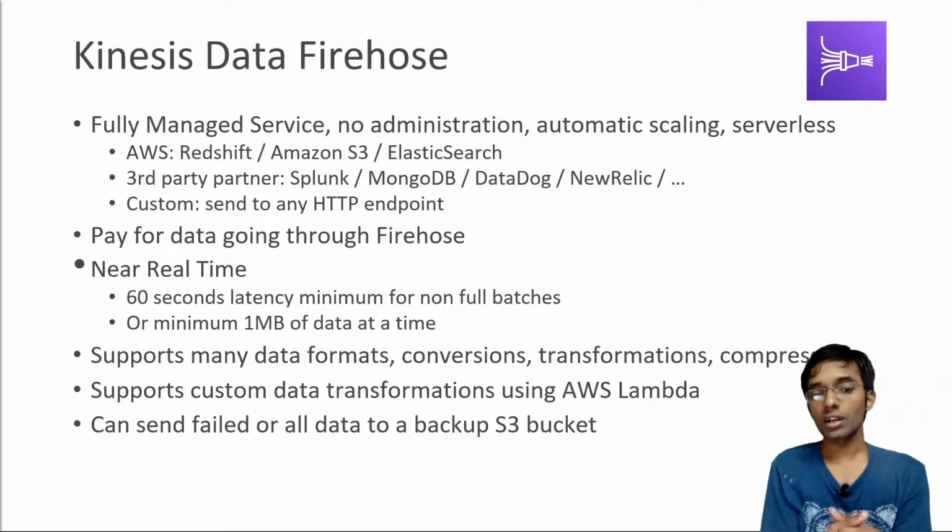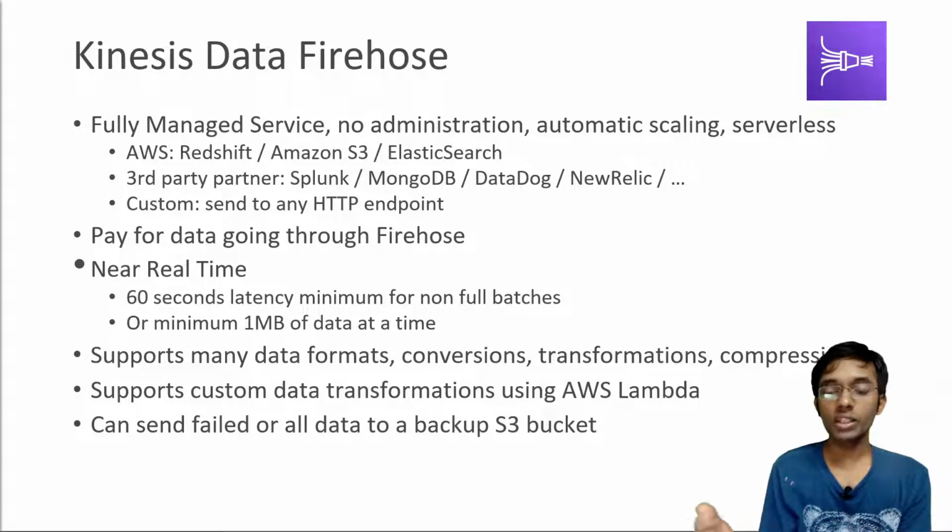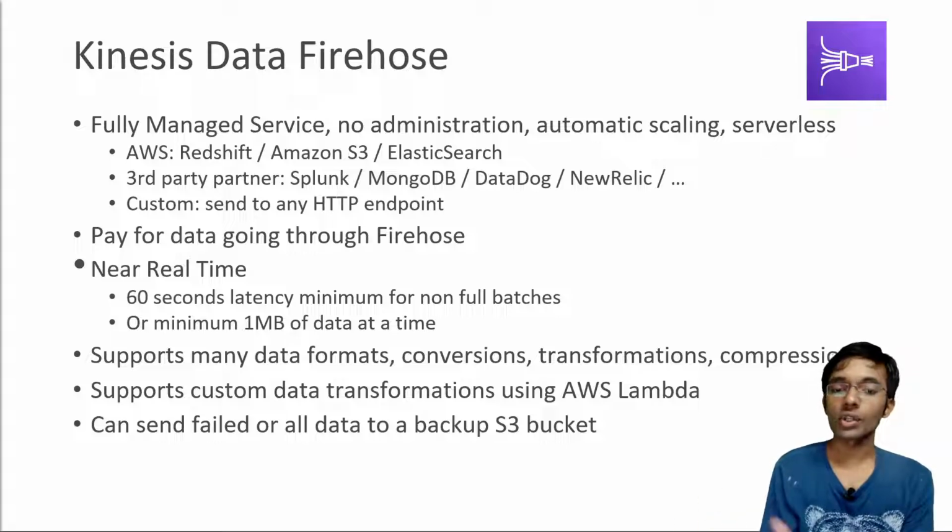To summarize, Kinesis Data Firehose is a fully managed service, so there is no administration, automated scaling, and it is serverless, so no servers to manage. You can send data into AWS destinations such as Redshift, Amazon S3, and Elasticsearch, third-party partners such as Splunk, MongoDB, Datadog, New Relic, etc., and a custom destination to any HTTP endpoint. You are going to pay only for the data going through Firehose. So this is a very good data processing model, and it is near real time.